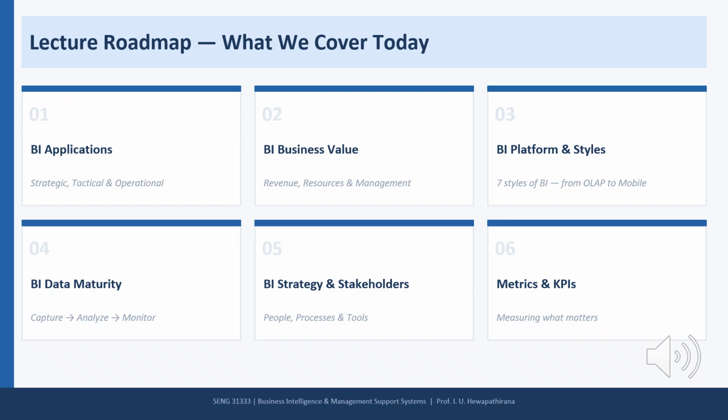From there, we will look at where BI creates business value across an organization. Then we will open up the BI platform and explore the 7 distinct styles of BI that sit inside it. The second half of the lecture moves into the process side of things. We will cover the BI data maturity model. We will then look at BI strategy and the people involved, which is often underestimated but critically important. And we will finish with metrics and KPIs.